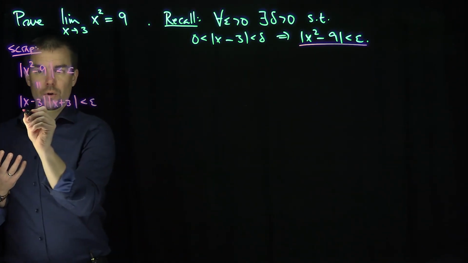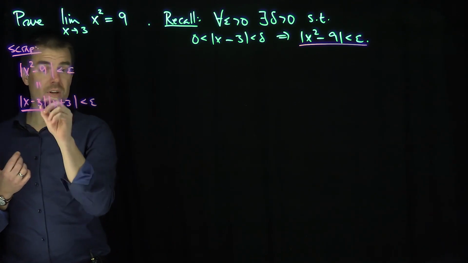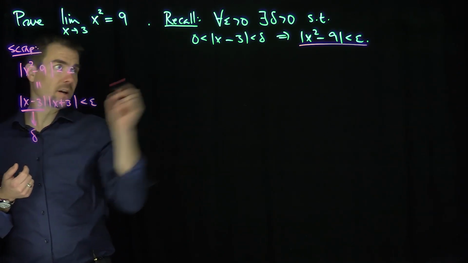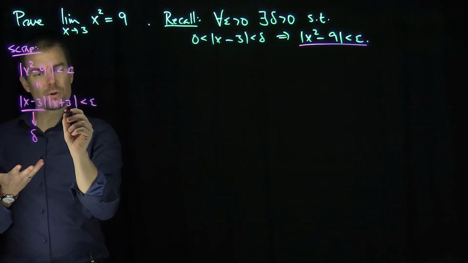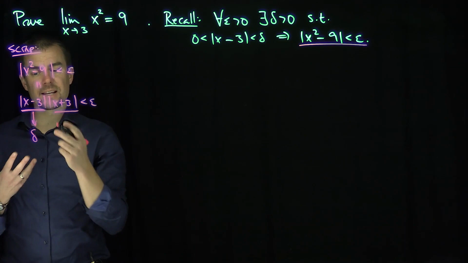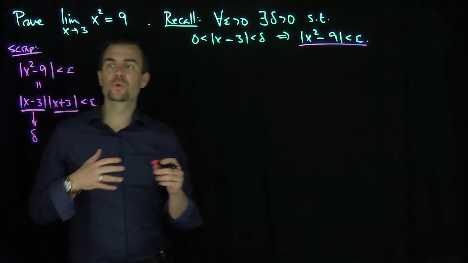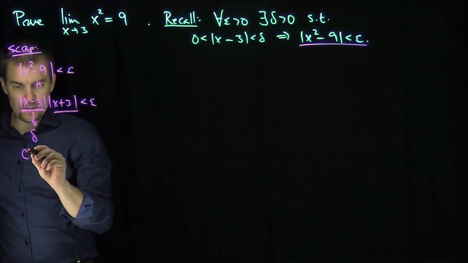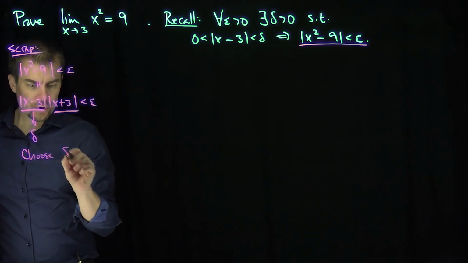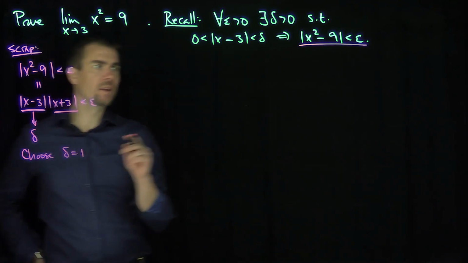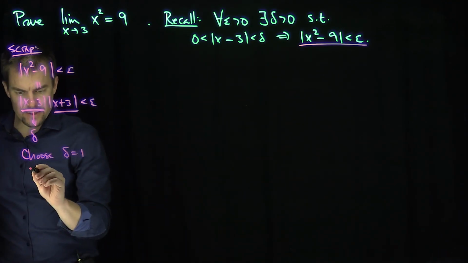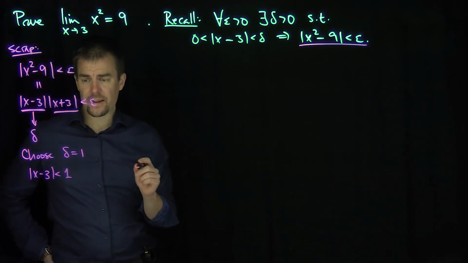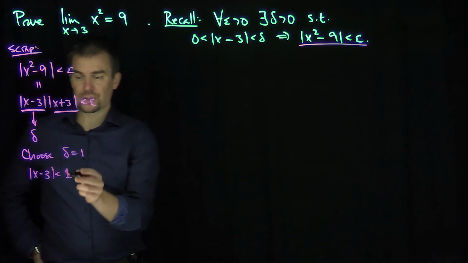Now, I have good control over |x minus 3|, because I know that it can be made less than delta. So I can estimate that in terms of delta. But I don't know exactly how to estimate the x plus 3 term, because it depends on the range of x. So we're going to test this against a certain value of delta. Let's choose delta to be 1. Well, if delta is 1, then |x minus 3| is less than 1, which says what about the largest that x can be?